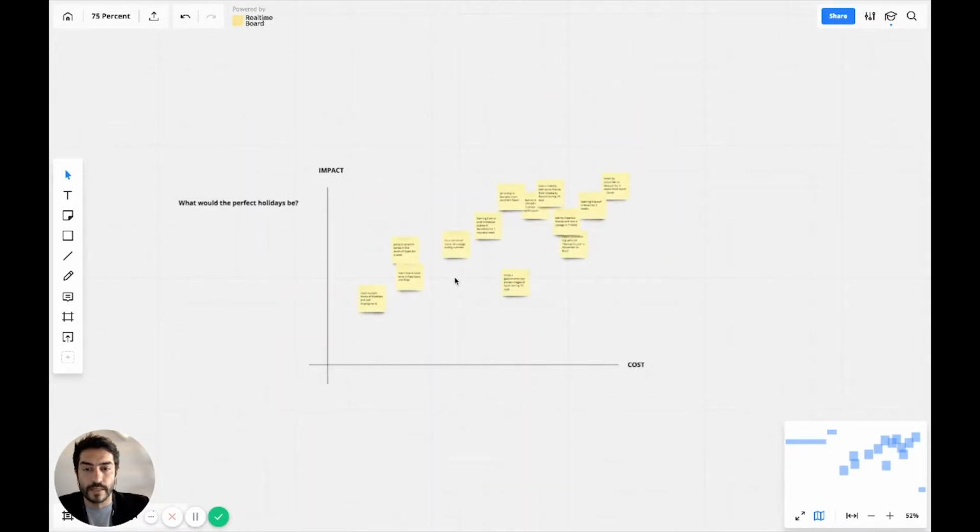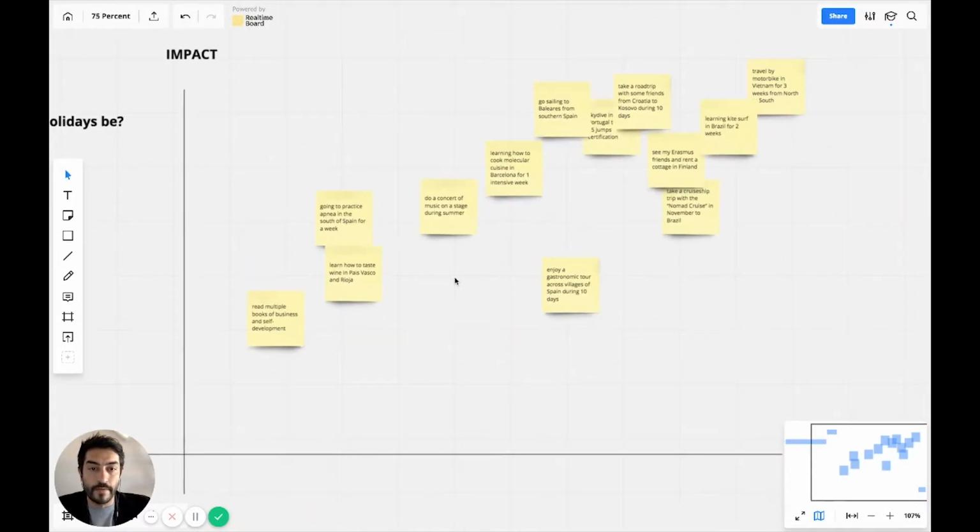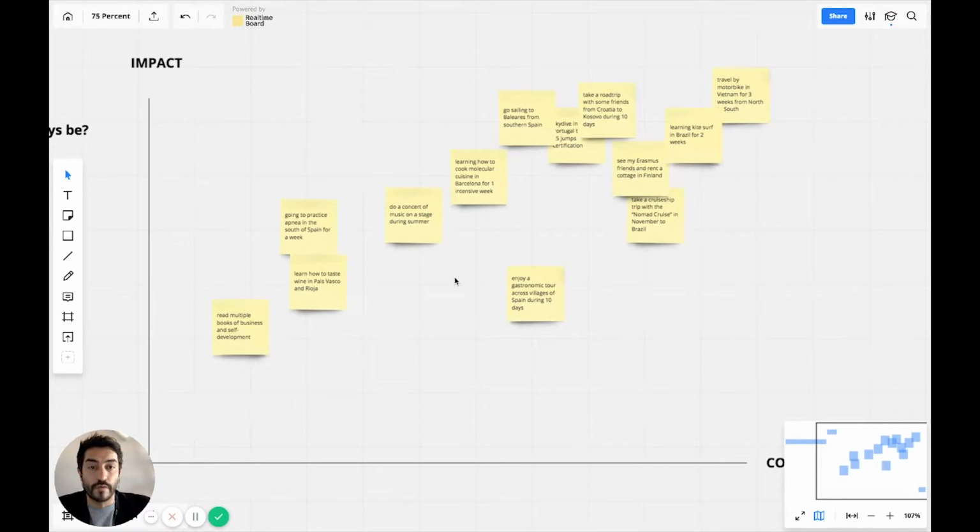It's not that difficult. So now what I have is a very good representation of all my ideas on the matrix. I know what is very high cost and high impact. I know especially what is very high impact. That's what is important for me.